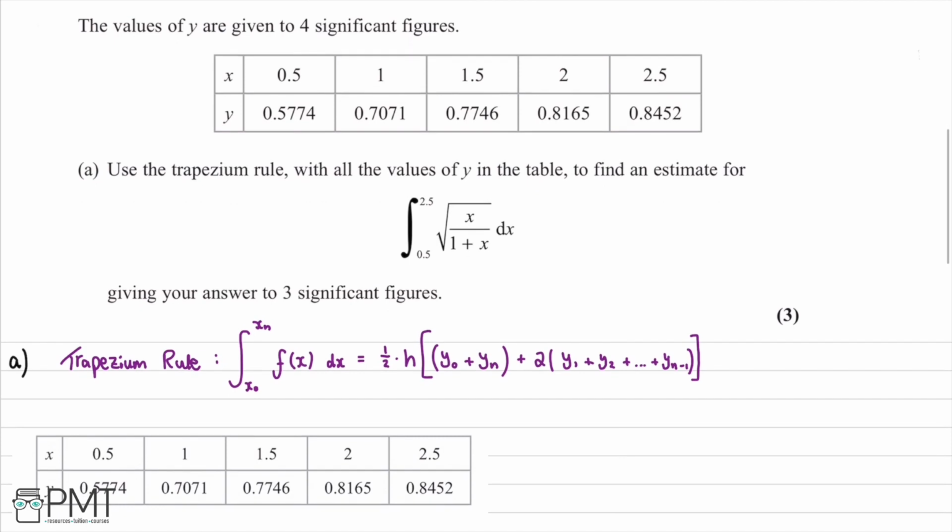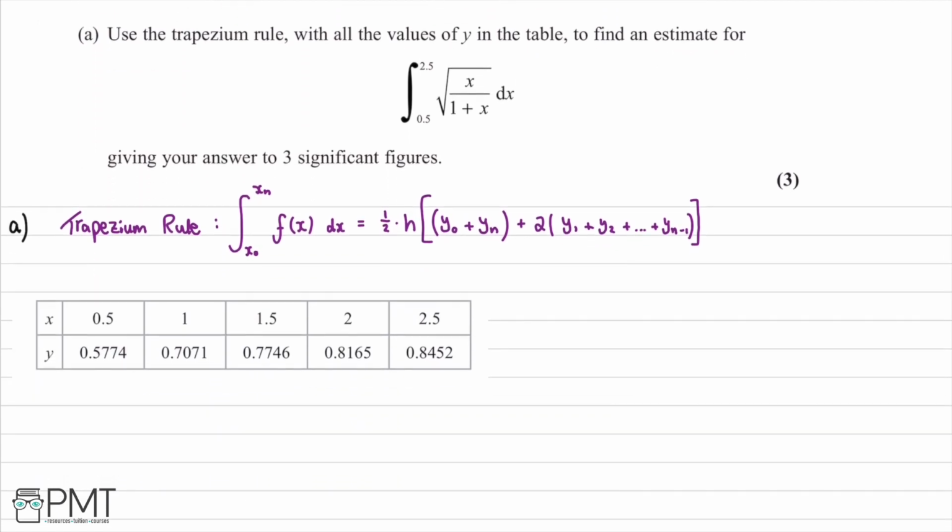So what are we asked to do in this question? We're asked to use the trapezium rule with all the values of y which are given in our table, and we are asked to find an estimate for the integral from 0.5 to 2.5 of the square root of x over 1 plus x. We're integrating with respect to x, and we're asked to give our answer to 3 significant figures. So we first recall what is the trapezium rule.